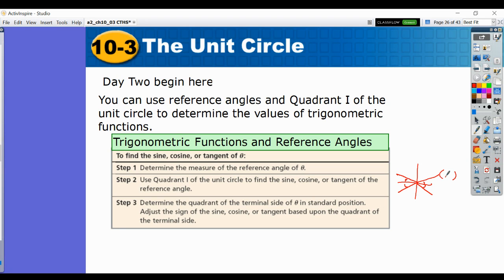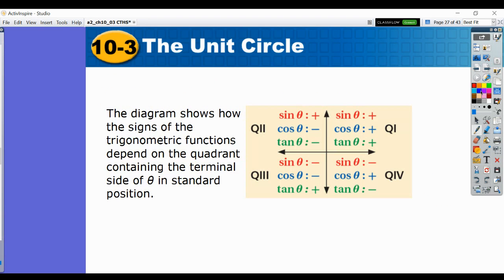And if you notice on the unit circle, the points are all the same. The only thing that changed is their sign. So if you can figure out which quadrant you're in, you know what your signs are going to be. And if you can figure out that it's a certain reference angle, 30, 45, or 60, you know what the number will be. So you can answer those questions quickly.